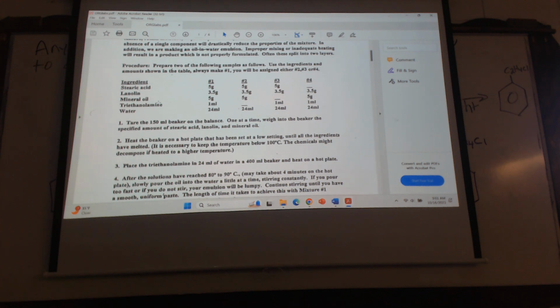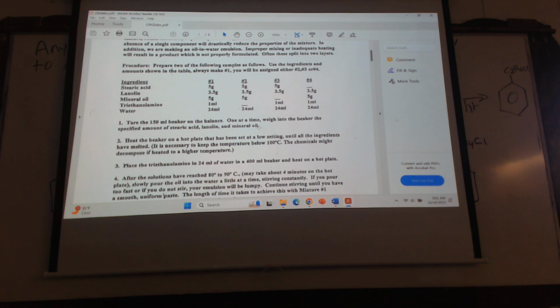this triethanolamine, okay? And then, of course, about 50 milliliters of this water. If you hit 48, fine. If you go up to 50, that's no big deal. Okay, so then one at a time, weigh all of these. Okay, so you have your measurements up here that you're going to dump. Okay, weigh in 1 beaker the specified amount of stearic acid, lanolin, and mineral oil.